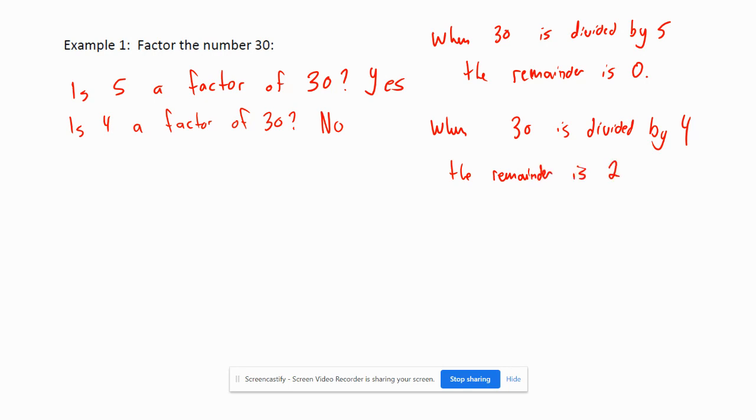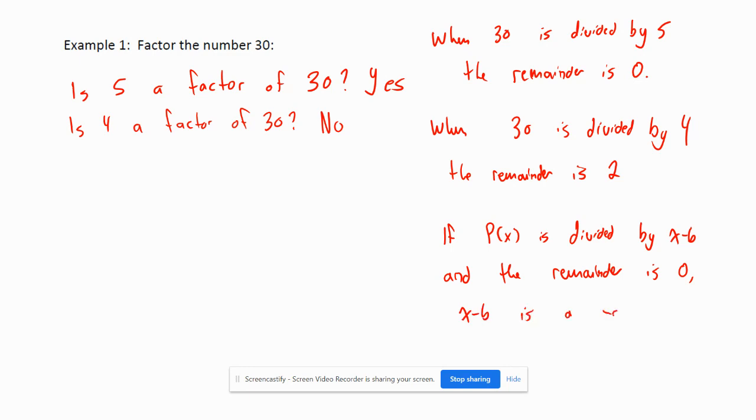So what we're trying to get out over here: if p of x is divided by x minus b, and the remainder is 0, then x minus b is a factor of p of x. So this is really what we're talking about, the factor theorem. We'll talk about it in a bit more detail.